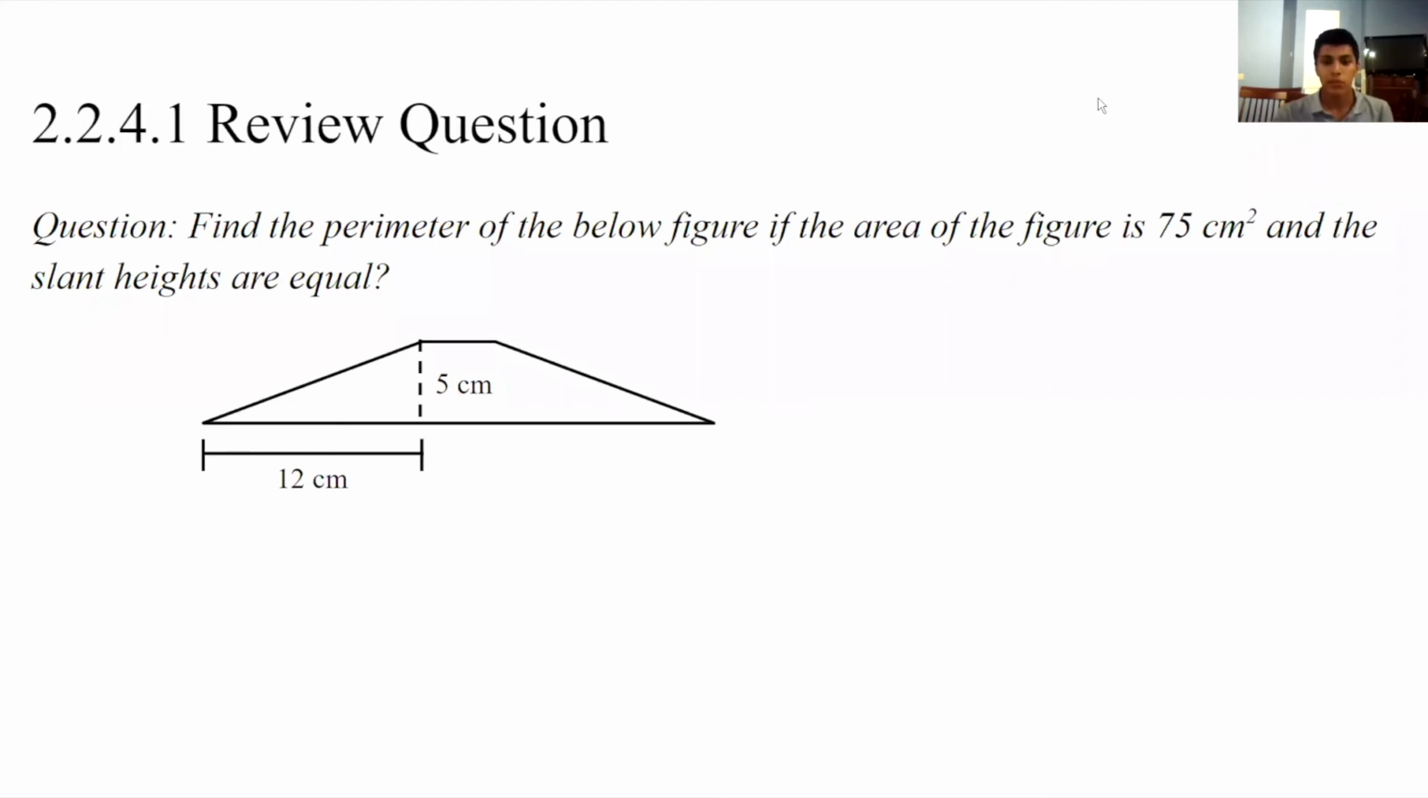So finally, I have one last review question. If you'd like to give it a try, I'll give you a few seconds to pause the video, and then I'll go ahead and explain the answer.